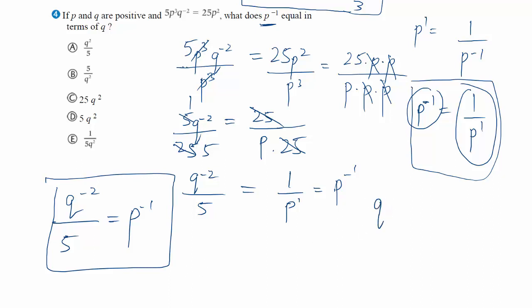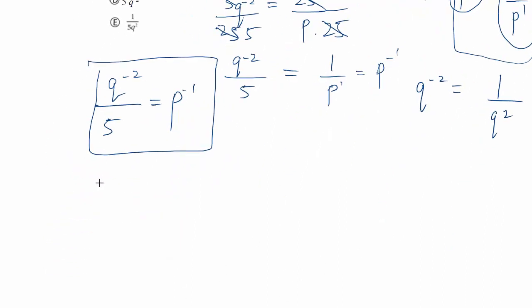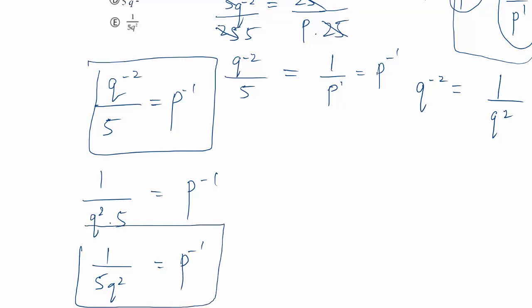So q to the negative 2 can be written as 1 divided by q to the 2. So q to the negative 2 divided by 5 becomes 1 divided by 5 times q squared, equals p to the negative 1. So that is the answer. The more you practice these questions, the more you'll be able to do them in a very small amount of time and with very high accuracy. So p to the negative 1 equals 1 divided by 5q squared.